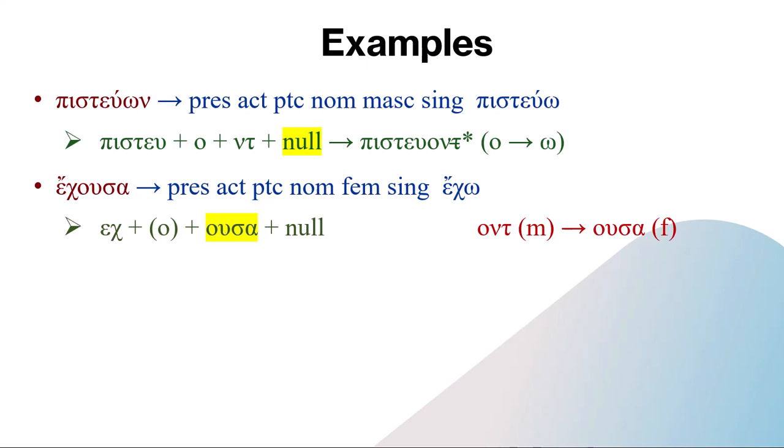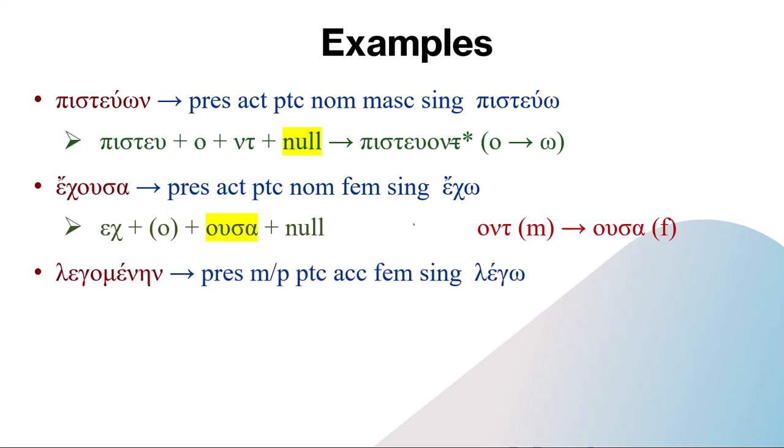And then for nominative feminine, we can say there's a null ending, although it's often easier just to say that it is an alpha. So we have ekusa, and that's a present active participle, nominative feminine singular.